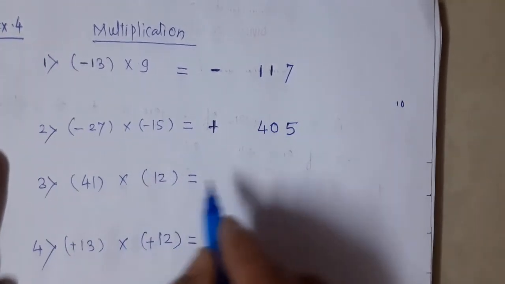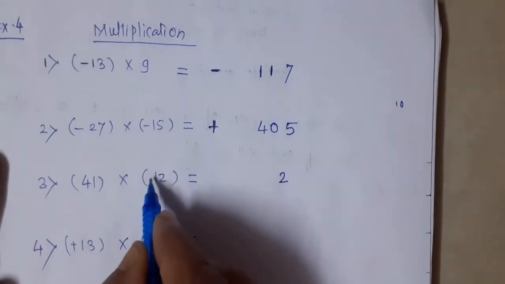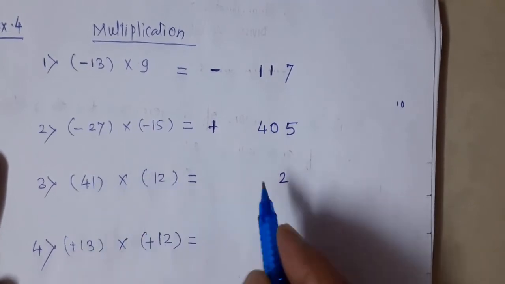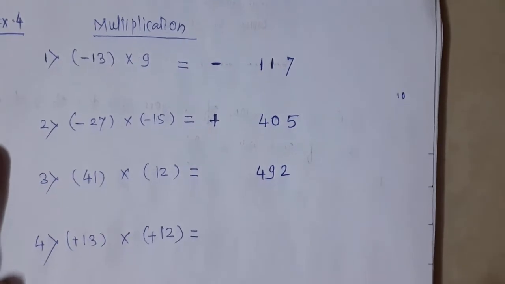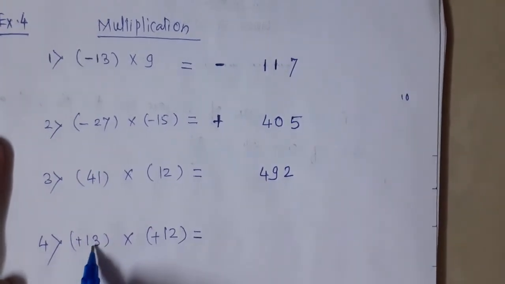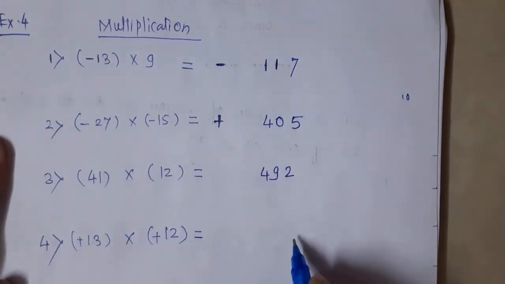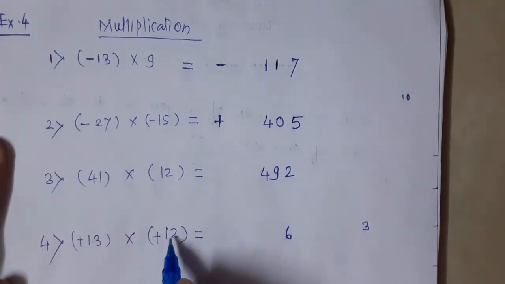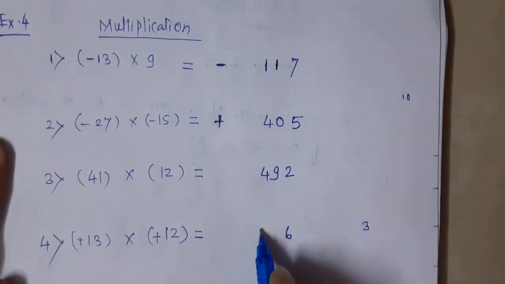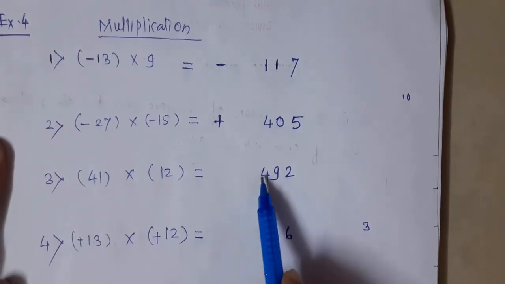What is the multiplication of that? 12 ones are 12, so I am taking 2 over here, and 12 fours are 48 plus 1, 49. Then what is the multiplication of 13 by 12? 12 threes are 36, I am taking 6, and 12 ones are 12 plus 3, 15. So it is the multiplication result. As here sign is positive, there is no need to write that.